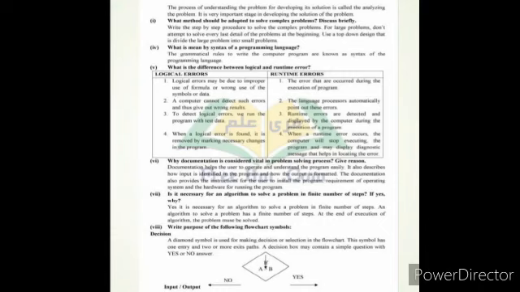Question number 5 is differentiate runtime errors and logical errors. Question number 6 is why documentation is considered vital in problem solving process. Give reasons. And question number 7 is it necessary for an algorithm to solve a problem in finite number of steps? If yes, why? And question number 8 is write purpose of the following flowchart symbols.